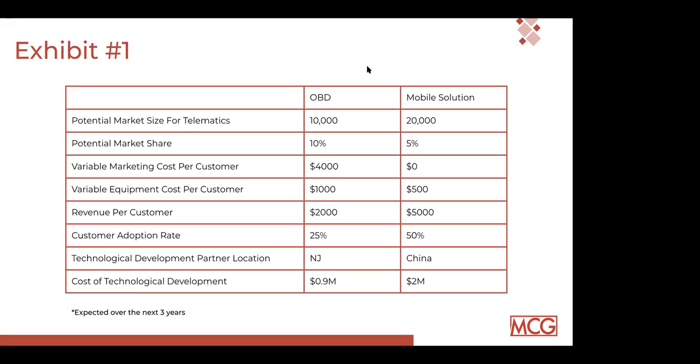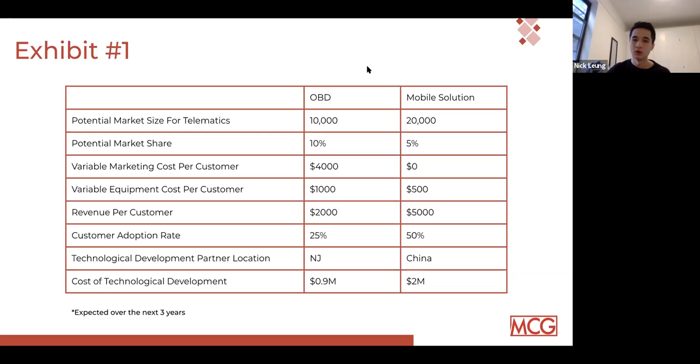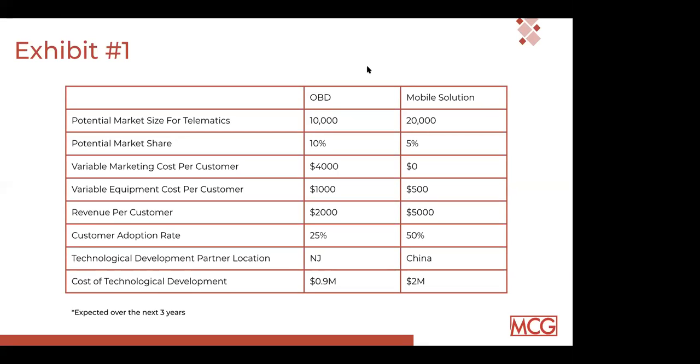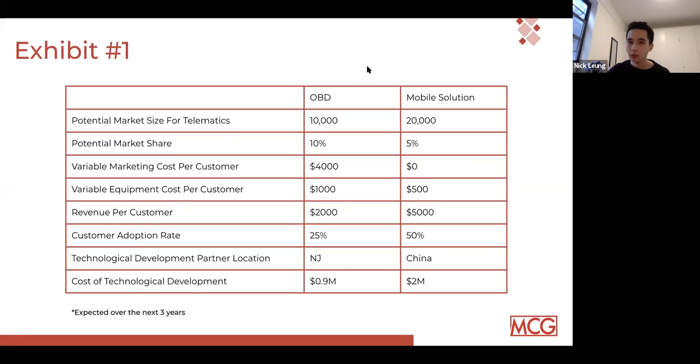To go with the mobile solution? Yeah, perfect. So what you would say to the interviewer is, purely based on our profitability calculation, we see that the mobile solution is more profitable than OBD. So the mobile solution is probably the most likely strategy that we would implement.